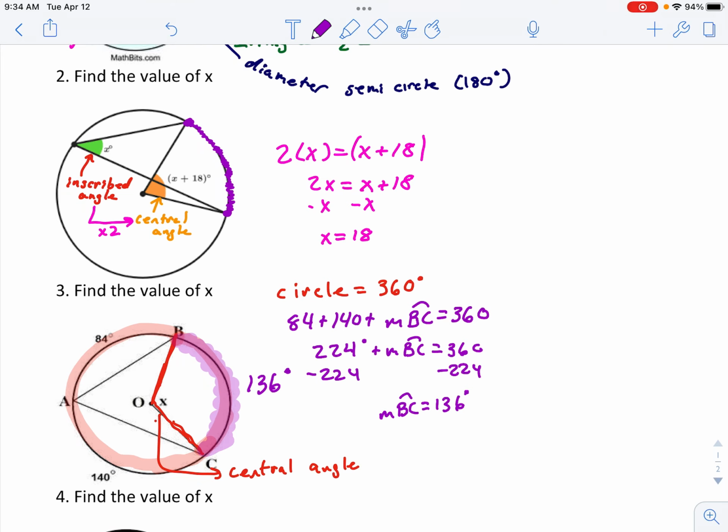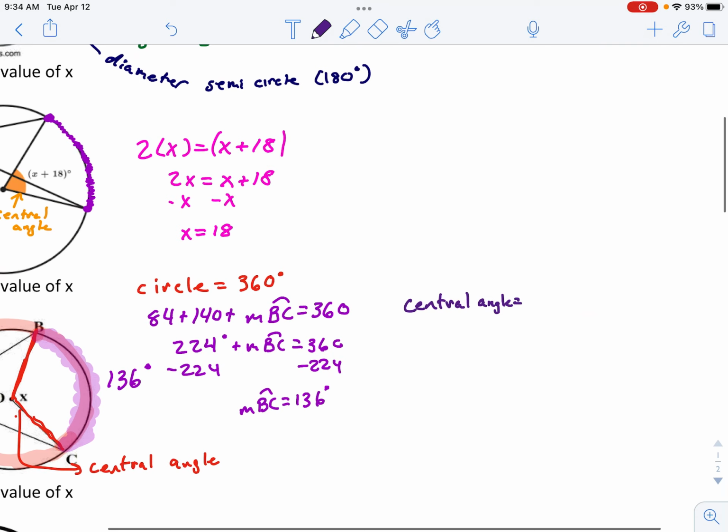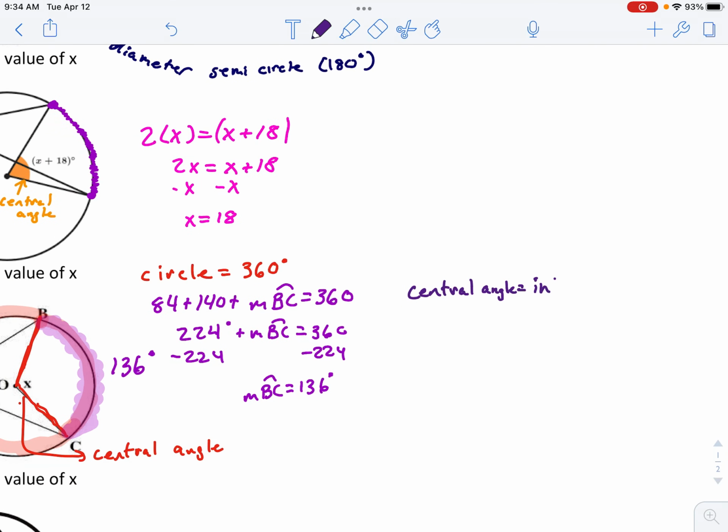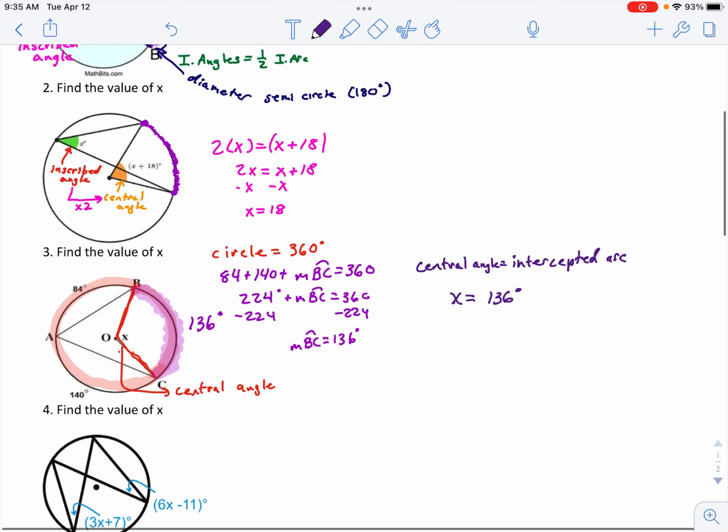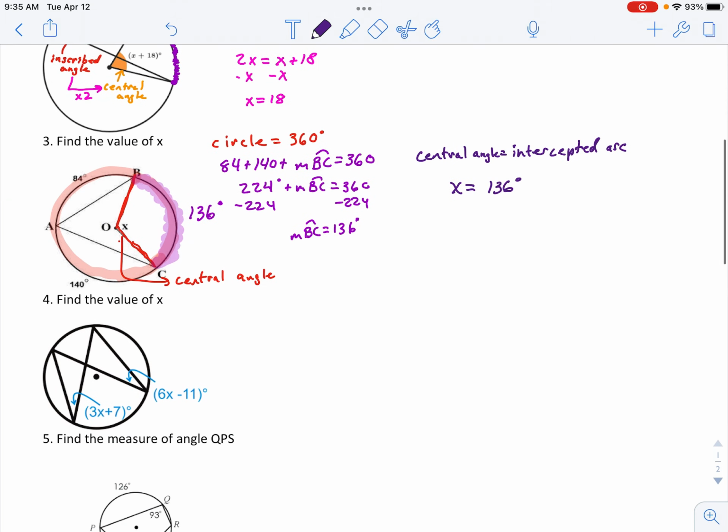All right, and then hopefully you can figure this out by now. If inscribed angles are half the arc measure, inscribed angles are half the central angle. Hopefully we realize that central angles equal the intercepted arc. So that means that x is the central angle. It's just going to equal 136, the intercepted arc. Cool.